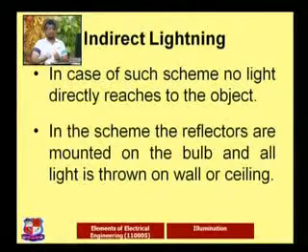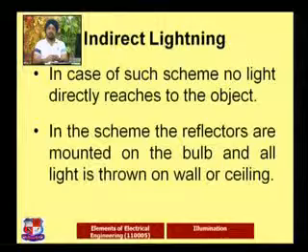So in case of such a scheme, no light directly reaches the object. When we study these schemes, it basically depends on the application, or on the place where we are going to use such lighting schemes. When we require a small amount of light which does not fall directly onto the object or our purpose, that is known as indirect lighting. In that scheme, no light directly reaches the object.